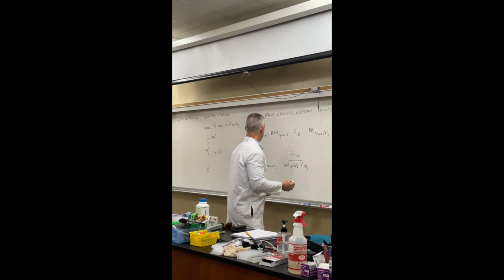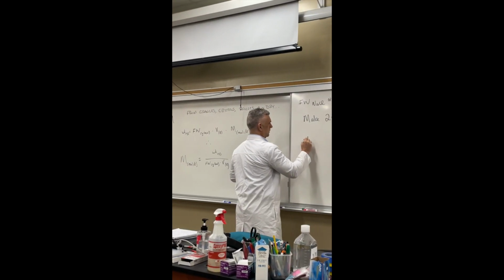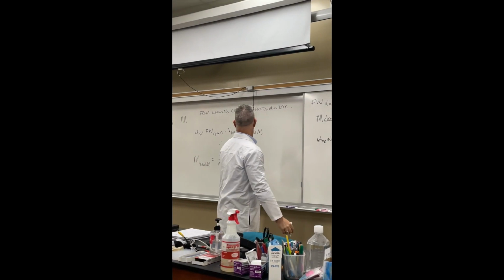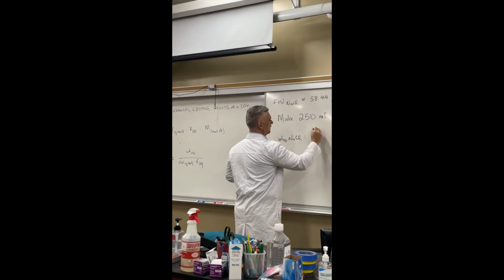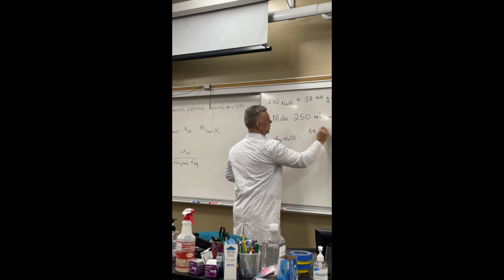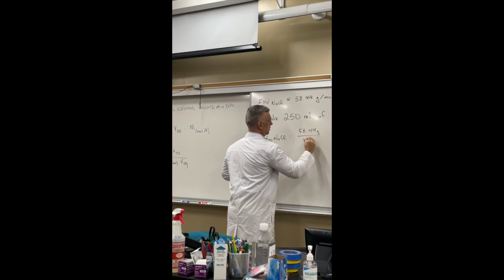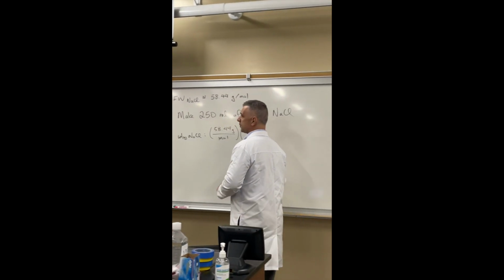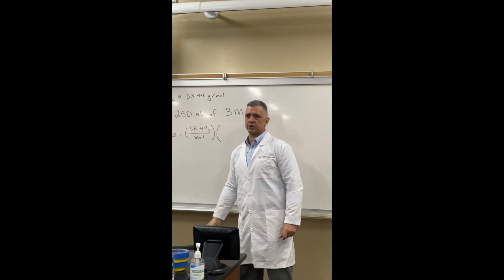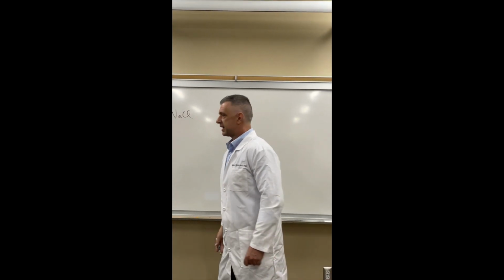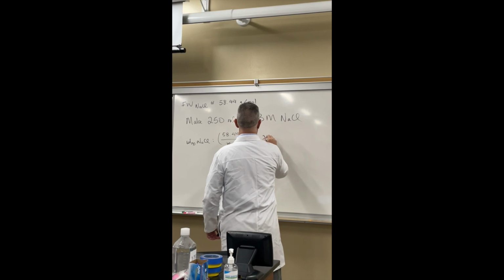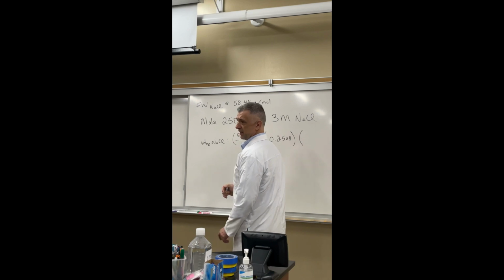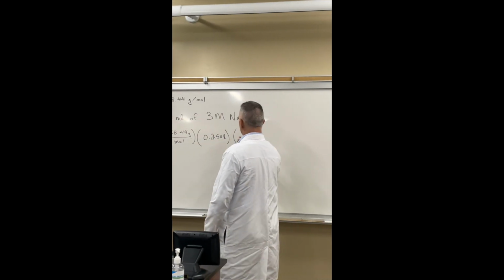So the weight in grams of sodium chloride is going to be equal to the formula weight in grams per mole, so 58.44 grams per mole, times the volume in liters. I said 250 milliliters, but you know now that is 0.250 liters. And the molarity in moles per liter. Big M means moles per liter, so 3 moles.